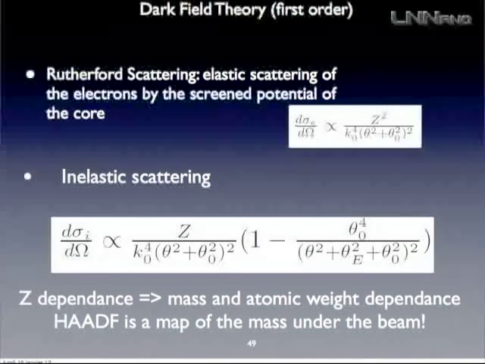So then this dependence has a very interesting consequence, which is that it's a mass and atomic weight dependence. So HAADF is essentially a map of the mass under the beam, okay? The total mass under the beam. It will vary with the atomic number of the object and the thickness of the object.